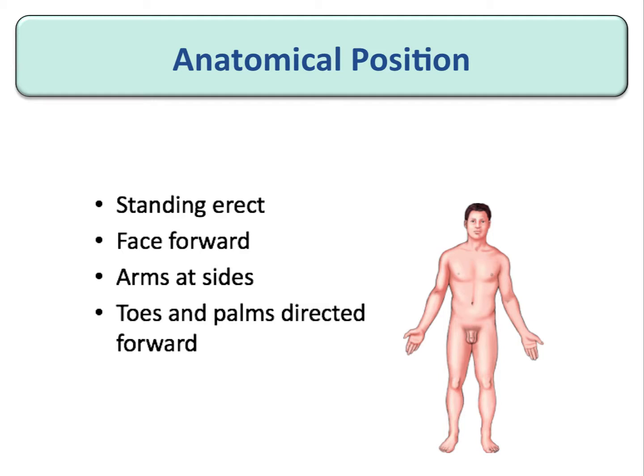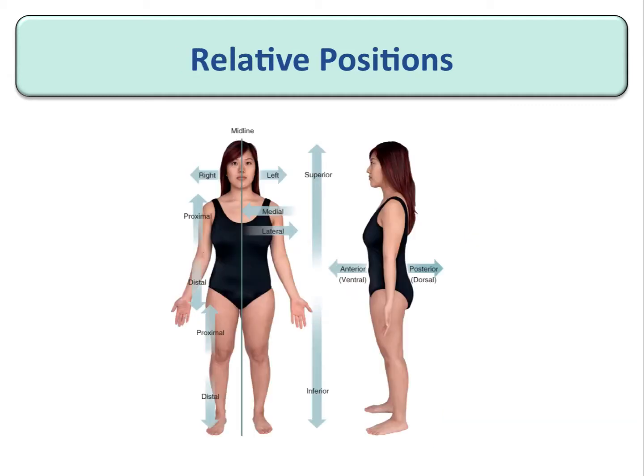Let's look at some of the terms used to describe these relative positions. Now, this model is standing in the anatomical position, as you can see. Follow the relative positions shown here and note that they occur in pairs of opposites. Superior refers to a part that is above another part. Inferior, a part that is below another part. Anterior, also sometimes called ventral, refers to a part towards the front. Posterior, also sometimes called dorsal, refers towards the back.